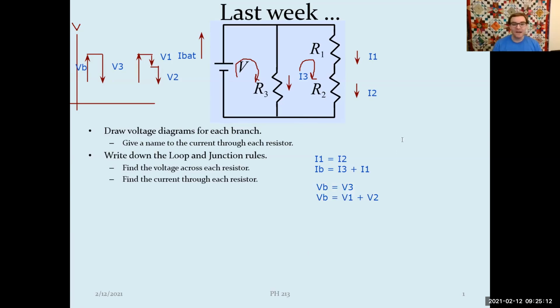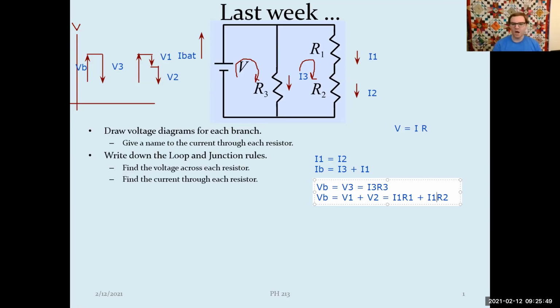The last step that I need here is Ohm's law. Ohm's law, which we talked about in class last week, tells us that the voltage across a resistor is equal to the current through that resistor times its resistance. So I can actually go edit my voltage rules and say that this is actually going to be I3 times R3. And this one down here is going to be I1 times R1 plus I2 times R2. And then I can go ahead and use my I1 equals I2 equation to just make that the same right there.